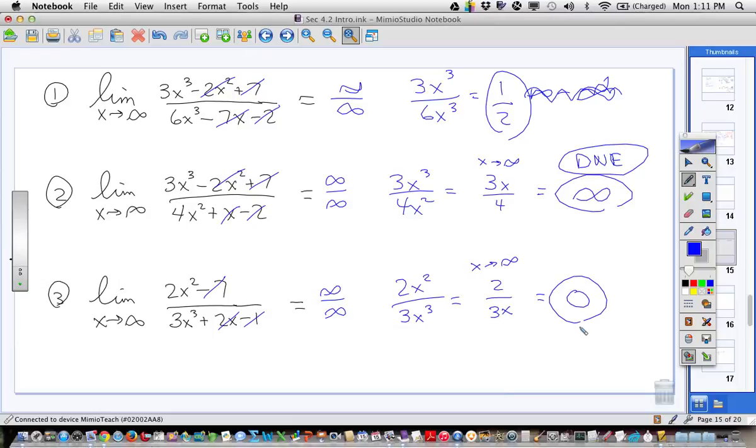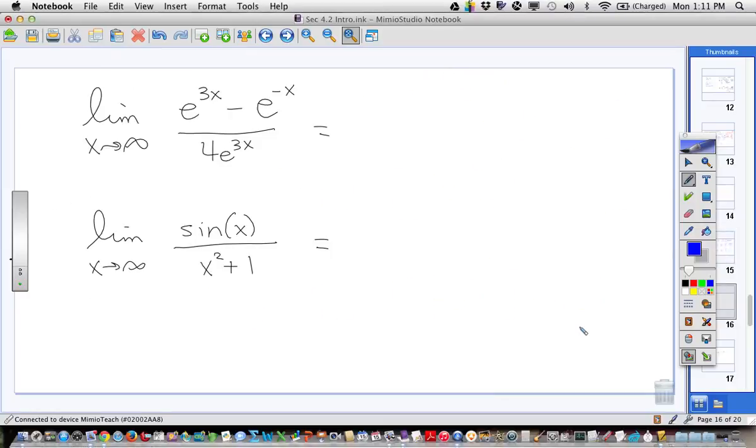So, number one, the top and bottom were both getting big together. The difference is the bottom was twice as big as the top, so it was 1/2. Second one, the top was getting way bigger, so that made the fraction get bigger, go to infinity. The third one, the bottom was getting bigger, so that made the fraction get smaller, it would go towards 0. And that's what they were saying in the video. All right, but what they were saying in the video would not help us do these.